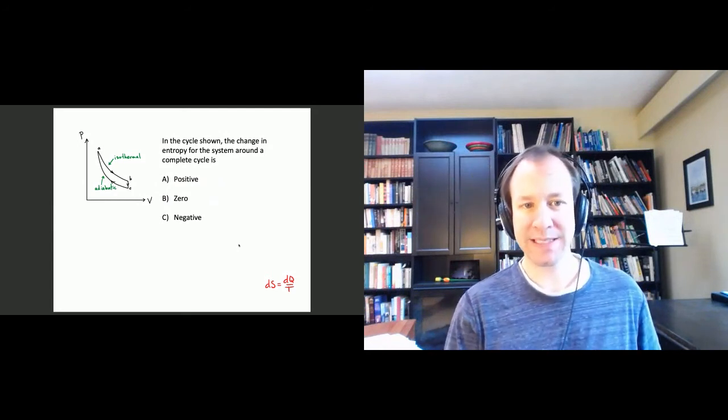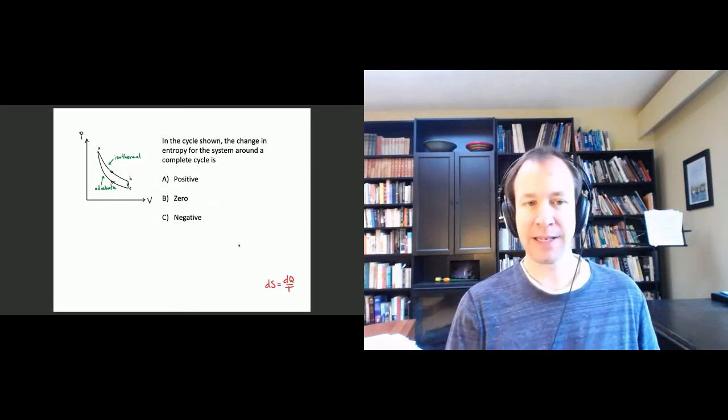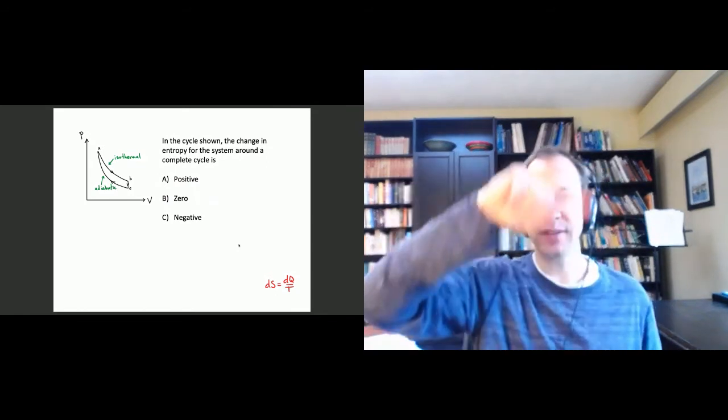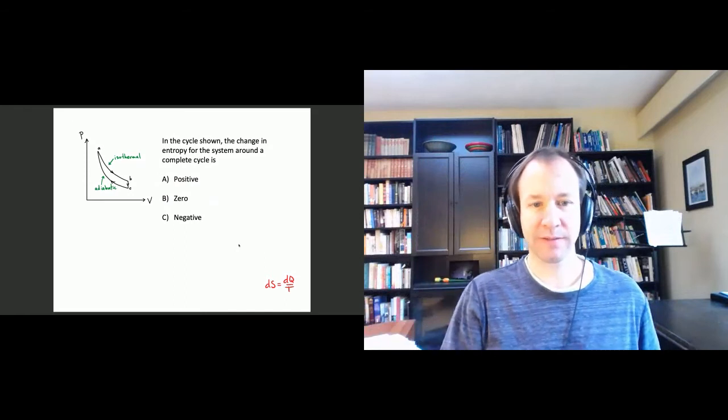Think about what the definition of entropy is, what kind of a quantity it is, and then see if you could understand whether the net change in entropy around the complete cycle is positive or zero or negative.